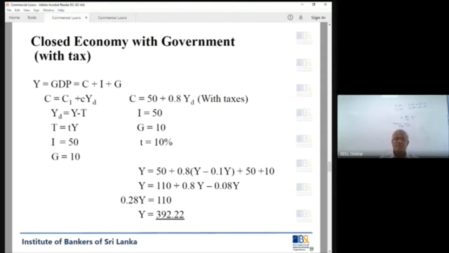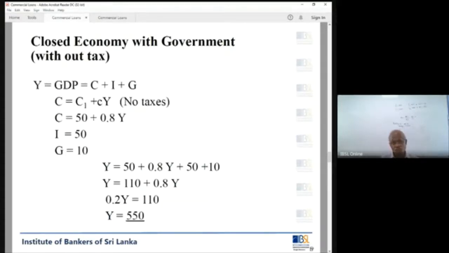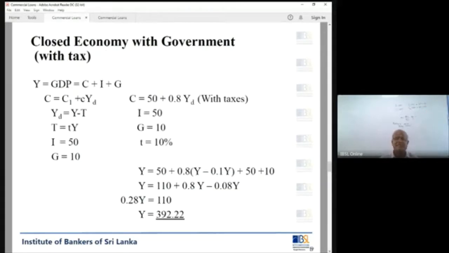Closed economy with government with proportional taxes of 10%. What will be the income? Total income will be 392. Earlier, in the closed economy with government without taxes, income was 550, GDP 550. But that is of course a highly unrealistic model. Without taxes, government cannot survive. This time, with proportional taxes, income definitely comes down to 392.